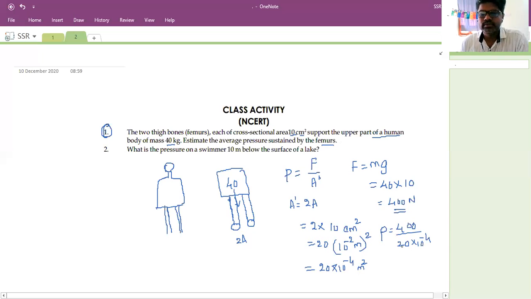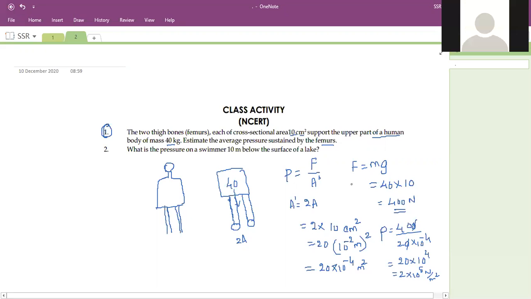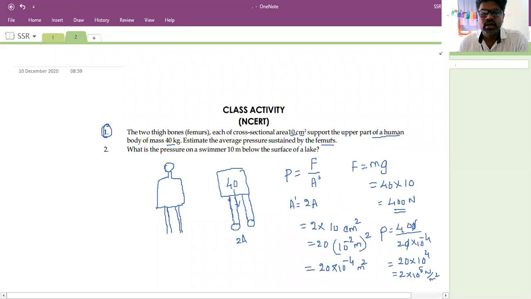Are you clear this? Then the zeros cancel. 40 by 2, and 20 into 10 power of minus 4 will become 10 power of plus 4. That is 2 into 10 power of 5 newton per meter square. So that is pascal. Are you clear this? Yes, sir. Yes, that is the average pressure sustained by the two femurs. If you take two femurs, this is the value.